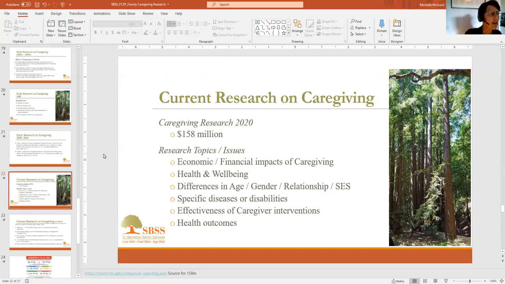That's impressive. And research topics included economic and financial impacts of caregiving, health and well-being of caregivers, differences in age, gender, relationships, and socioeconomic status of caregivers, specific diseases or disabilities, not just for the care recipient, but also within the caregiver population. Effectiveness of caregiver interventions. Now, not just the effectiveness of interventions for the care recipient, but now for the caregiver. And also health outcomes for the caregiver. So these are things that are being looked at now.